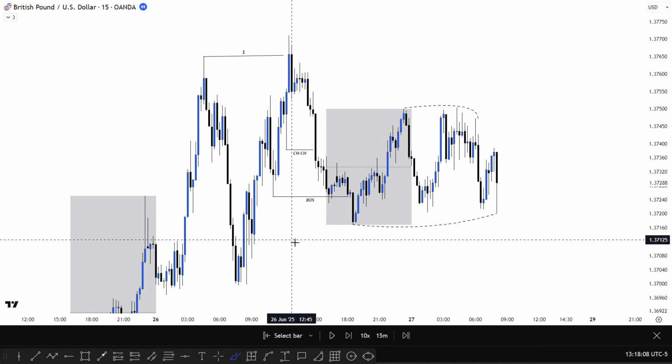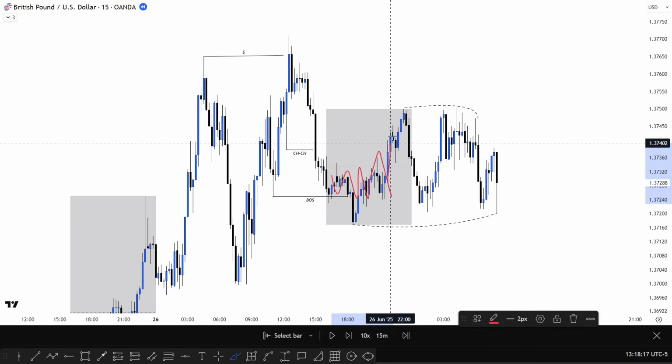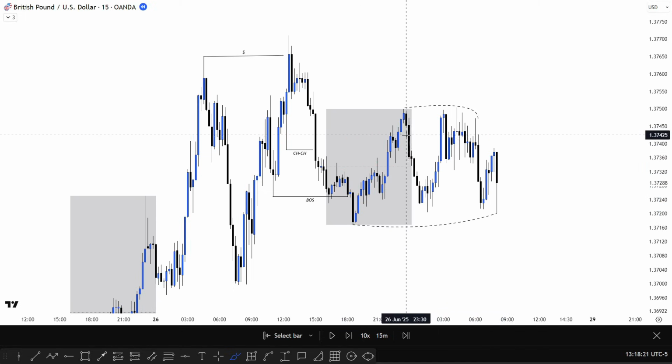So we see our Asian session, right? The Asian session, like I stated, is a liquidity building session, in price building liquidity. Price is playing inside of this dealing range. Nothing is moving. This is what we call liquidity building.